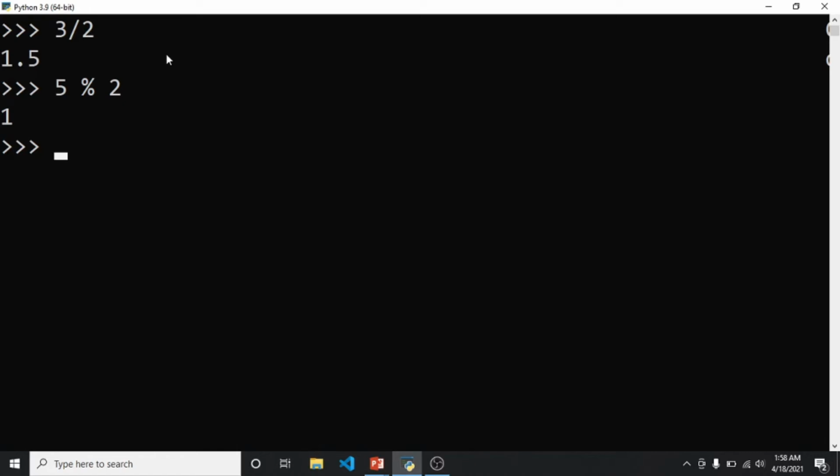Subukan naman natin ng iba pang example. So, 10 modulo 3 is equivalent to 1. Kasi 10 divided by 3 is 3, remainder 1. Paano naman kung 10 modulo 2? So, 10 modulo 2, kapag dinivide natin yan, ang sagot ay 5, remainder 0. So, ang sagot dito ay 0. So, pakitandaan, ang modulus, ang kinukuha niya ay yung remainder.